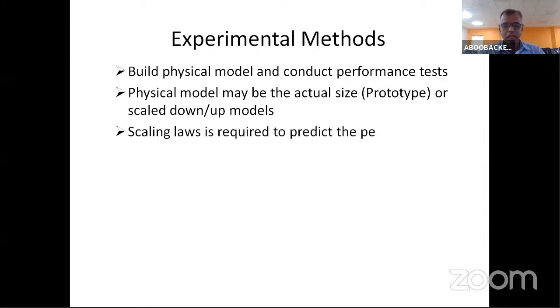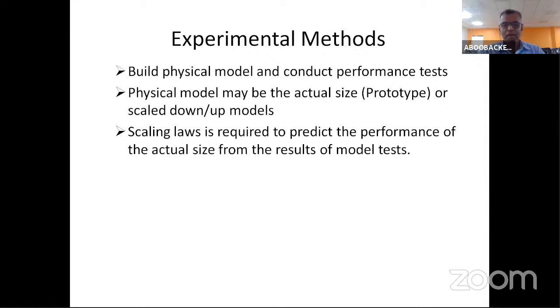If we are using scale down or scale up models, to get the performance of the actual size equipment we need to interpolate or extrapolate the results from the model test. For that, we have to use scaling laws, which are again based on theoretical mathematical models. That is, you have to maintain the similarity between the model and the prototype, and similarity should be maintained in many ways. It should be statically stable, or steady state stability should be there. Dynamic stability should be there, and also transient stability should be there.